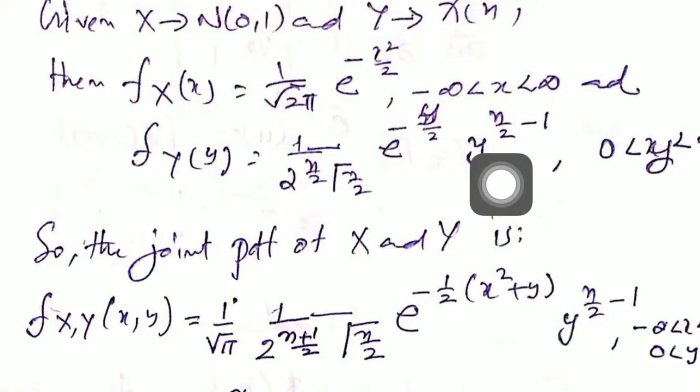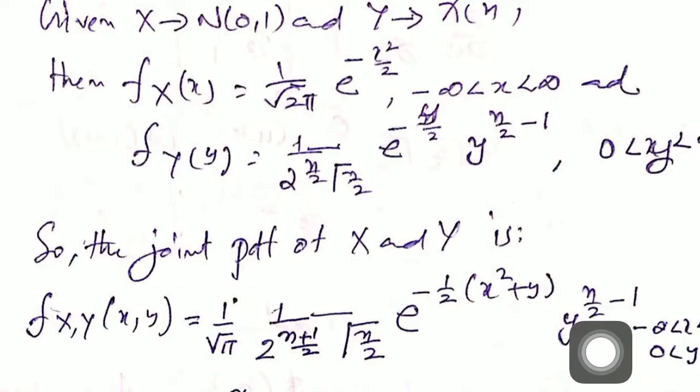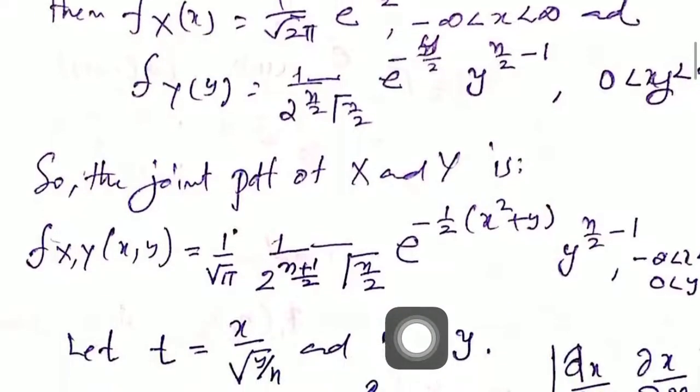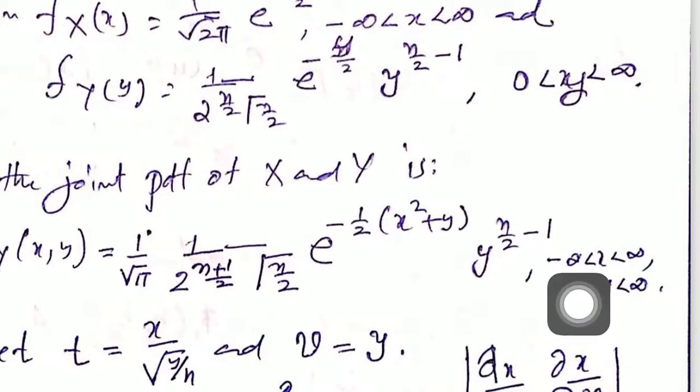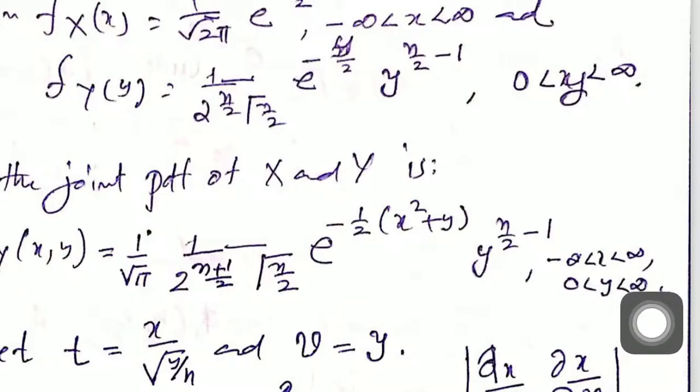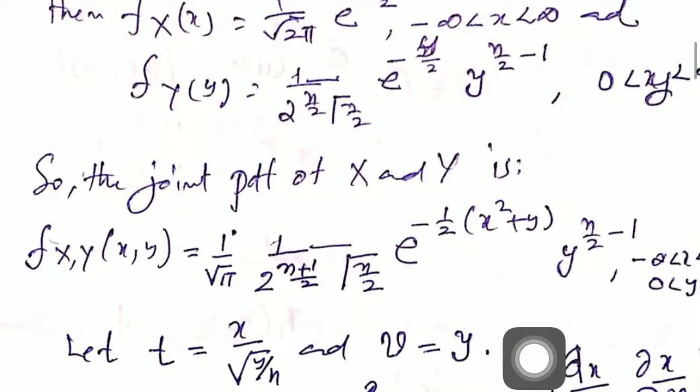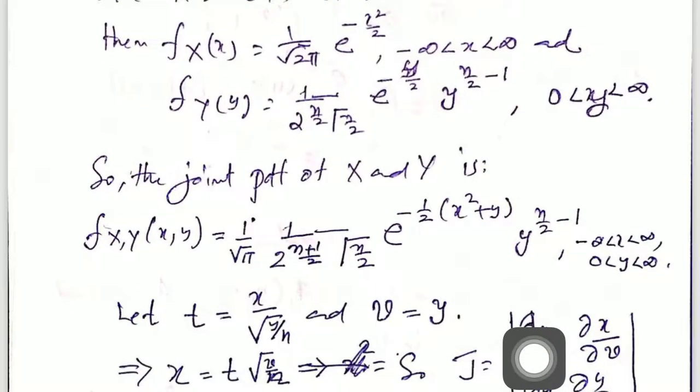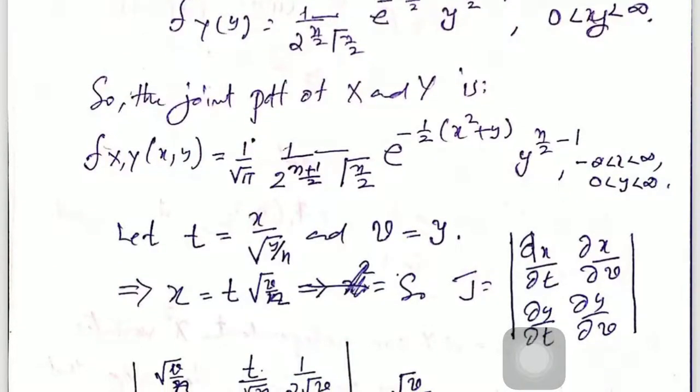Okay, y to the power of n by 2 minus 1 is written as it is, and the range of x and y is of course minus infinity to infinity, 0 to infinity. Okay, so this is the joint PDF. Okay, then you take the transformation techniques.